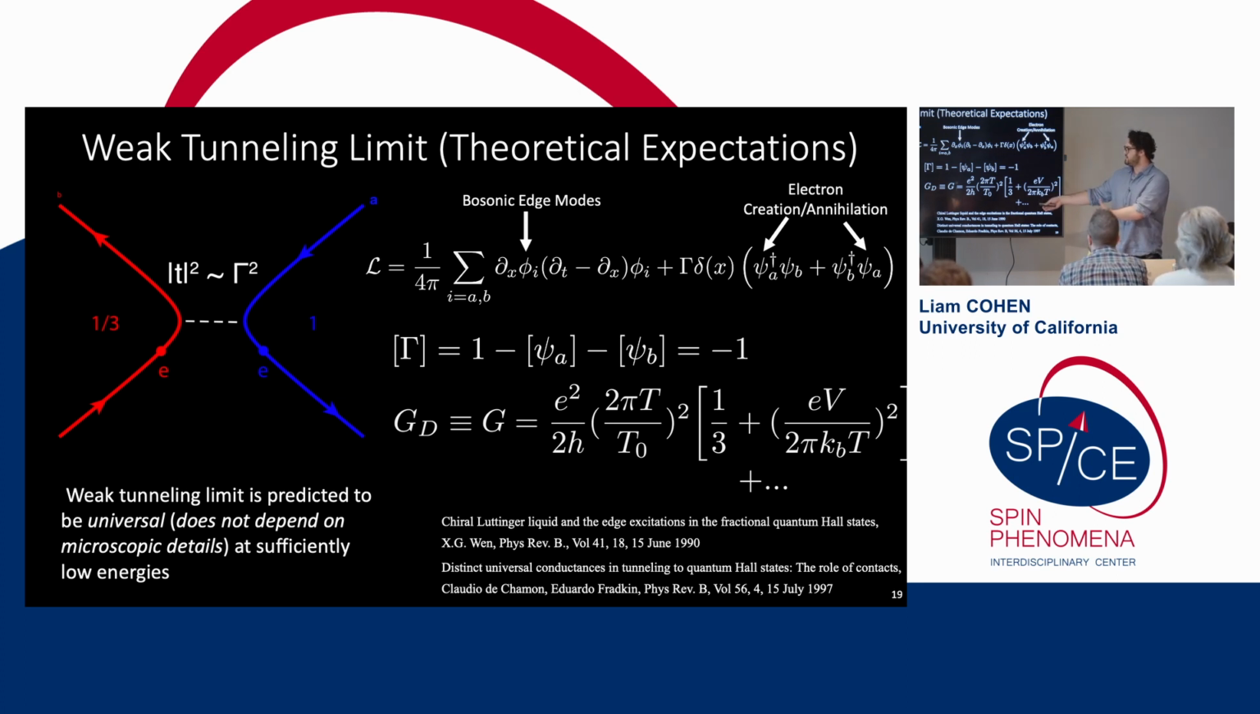So you can do the perturbation expansion, and the expectation is that in the low energy limit, you get a conductance that scales as T² and V². This is the chiral Luttinger liquid behavior that I was talking about in the beginning. And in particular, you have one additional energy scale, which is the T naught energy scale of the QPC.